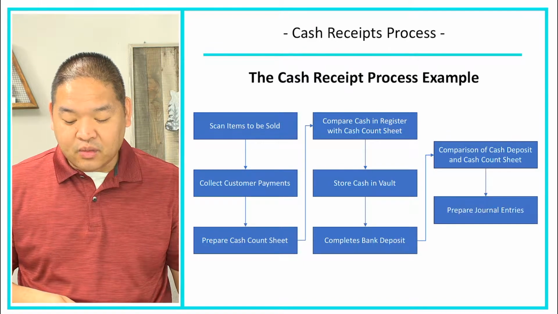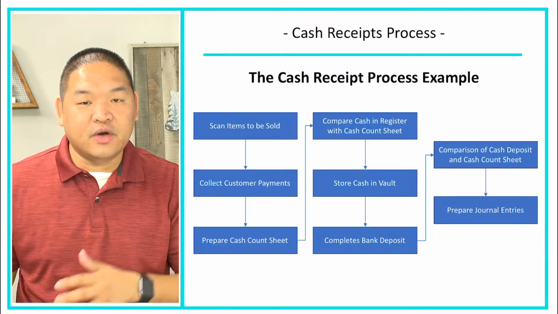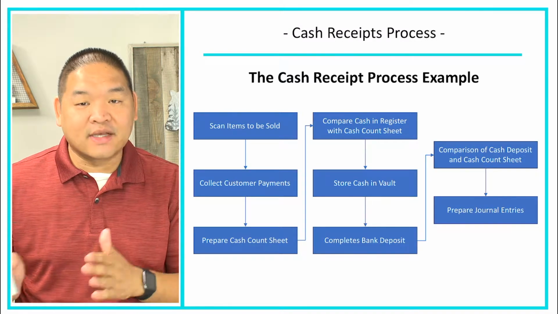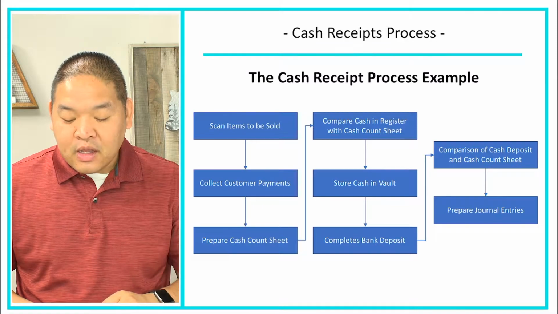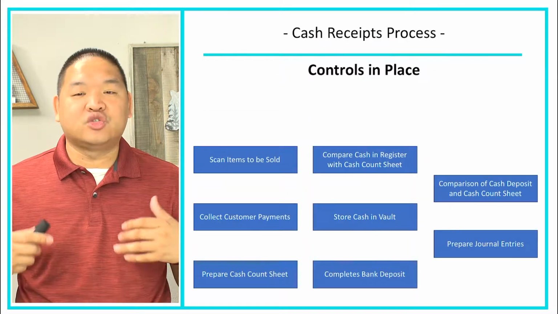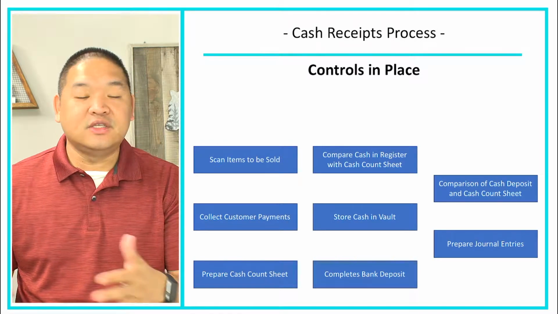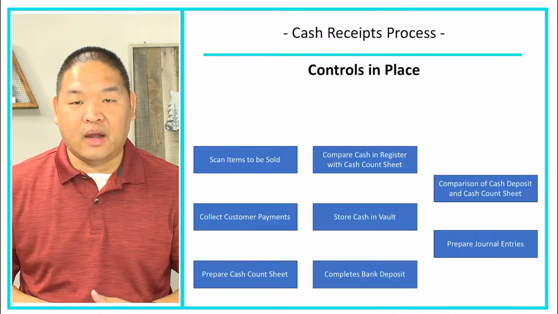And then finally, we're going to prepare the journal entries into the books. When we put it into the books, then we can say that the accounting cycle for the cash receipt process is complete for that cash for that day or for that instance. Okay. Now, how does this all work when we put controls in place? Well, think about this. These are all the activities, all the tasks within the cash process activity that we talked about, right?